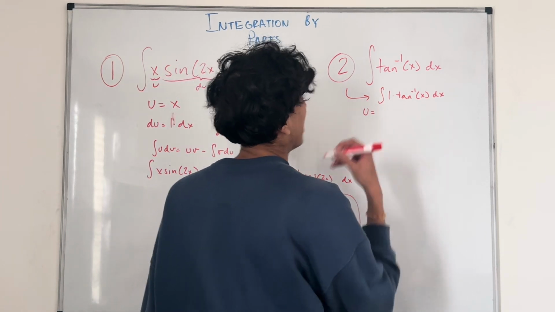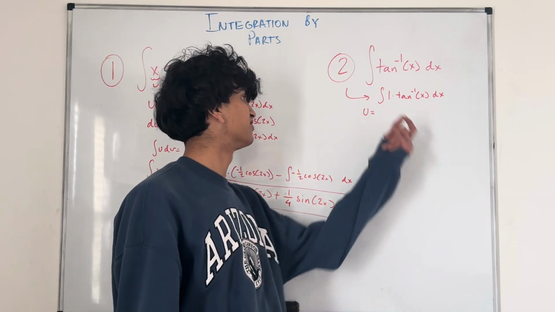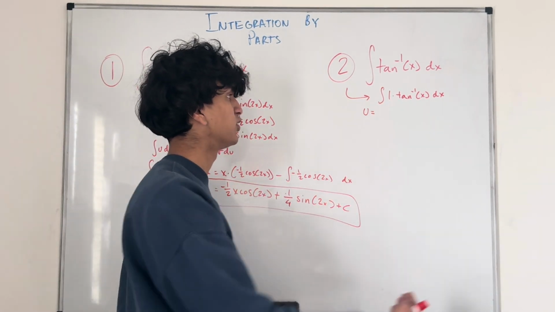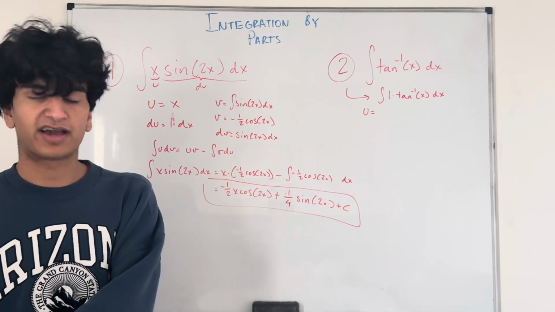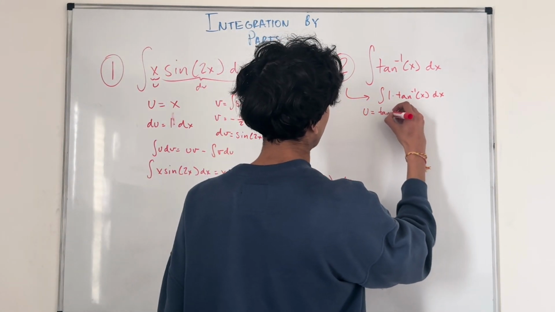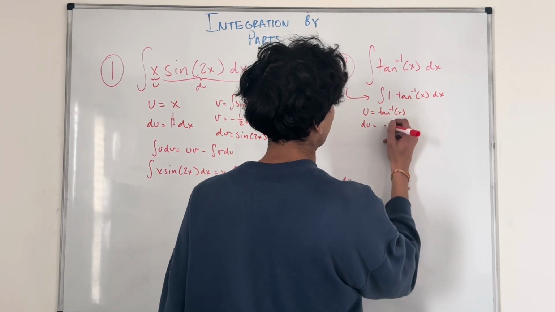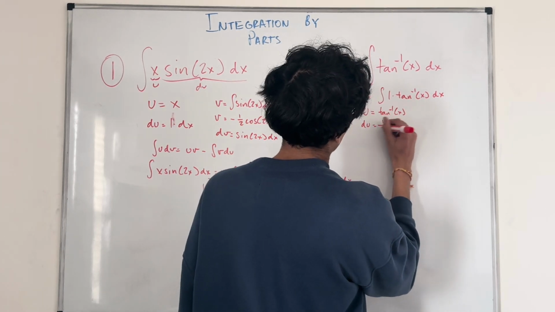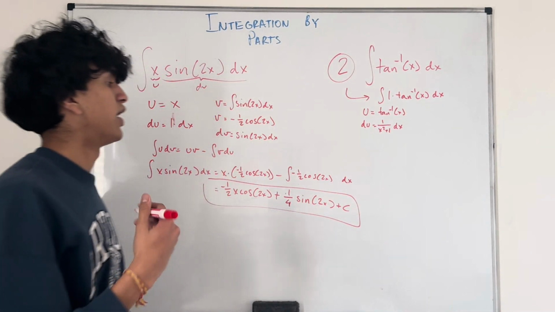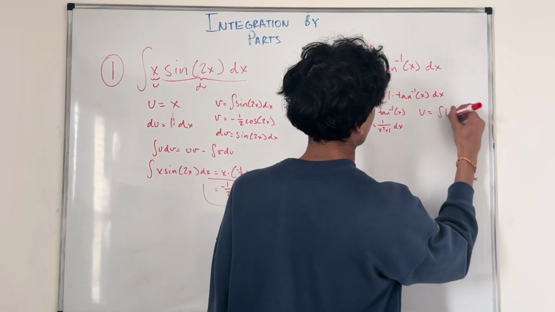So u, and that's one of those things where it's like, wouldn't the derivative of u be better? Or the derivative of 1 be better? Why can't that be our u? Well, it's because tan inverse of x for sure can't be our v. So u is equal to tan inverse of x, and I know du is equal to 1 over x squared plus 1 dx. Okay, my v is going to be the integral of 1 dx.